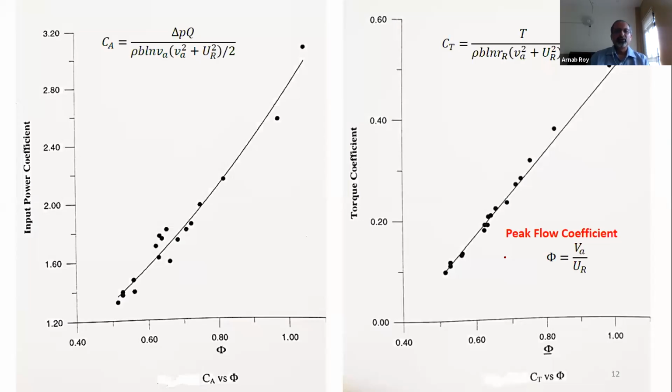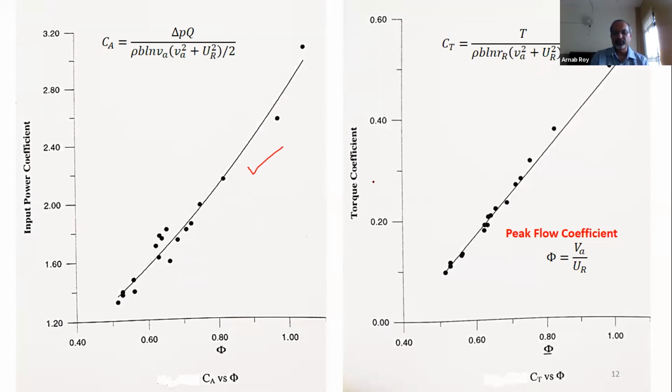And finally, when you try to quantify the performance, you look at how your input power coefficient went as a function of the peak flow coefficient phi. So this is how the input power coefficient varied. Nearly, you could say close to linear behavior, but there's a bit of non-linearity. If you look at the best fit plot, the torque coefficient was closer to linear.